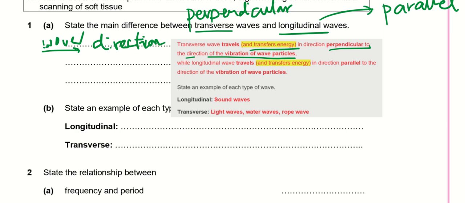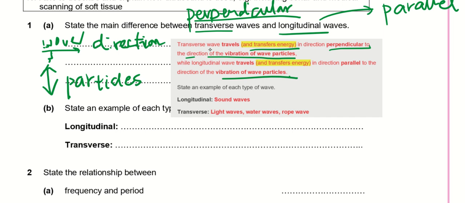And then I will also have my particle direction. That means the direction of vibration of the particles. You notice that this is perpendicular if you are talking about a transverse wave. Then for longitudinal, it is parallel. That means the direction that the energy is being transferred is parallel to the direction of the vibration of the wave particles. So you need to think about the key terms: perpendicular for transverse and parallel for longitudinal.